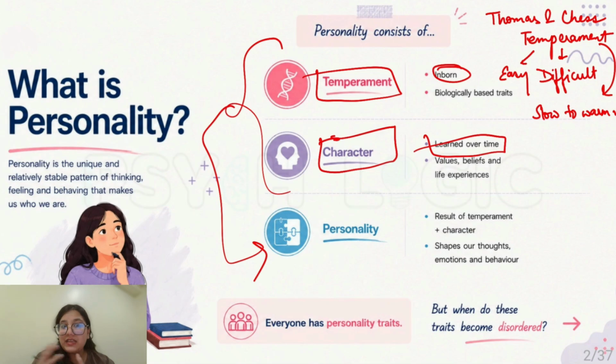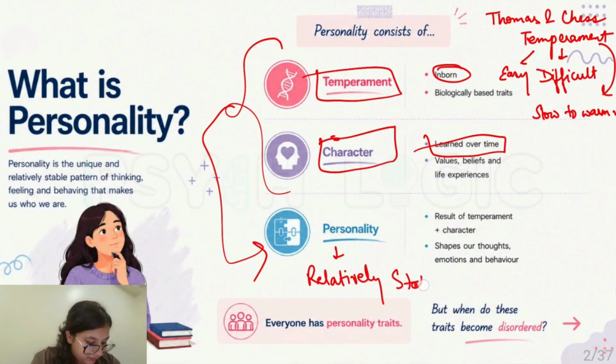That is why personality is relatively stable. It is a relatively stable pattern of how we think, how we feel, how we behave. It basically makes us who we are. It influences how we respond to stresses. It influences how we interact with people, how we make decisions, even how we solve our problems.